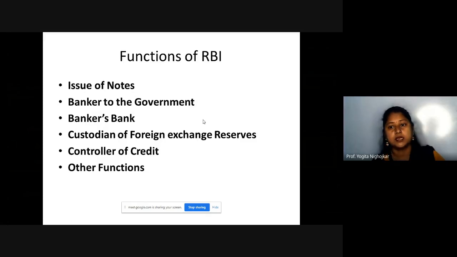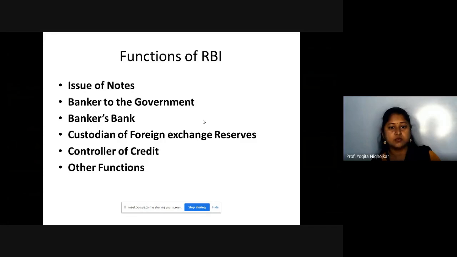What is the purpose of clearing house? It is an important function of RBI. The purpose of clearing house is to improve the efficiency of the markets and add stability to the financial system.